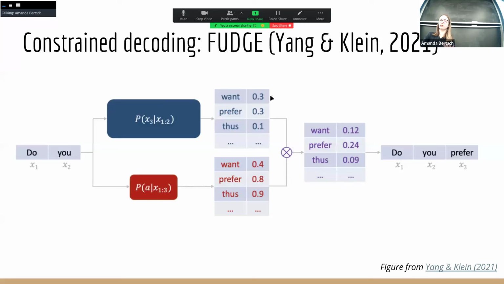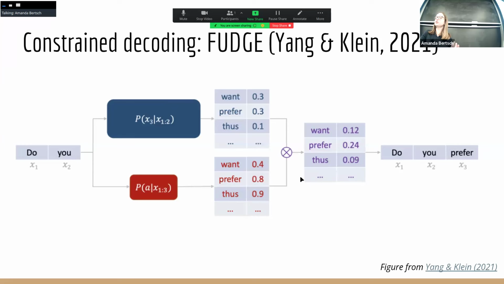This sort of distribution here in blue. And we also have some second distribution, which says, given what we have so far, how likely is this to be a formal sentence at the end, right? Does a sentence that starts "do you want" have a high likelihood of being formal versus a sentence that starts "do you prefer?" And so this guess at what will be formal at the end of the generation will put high likelihood on things that result in really formal sentences like "do you prefer" or "do you thus," whereas the original model might have higher likelihood on things that are more commonly said, like "do you want."